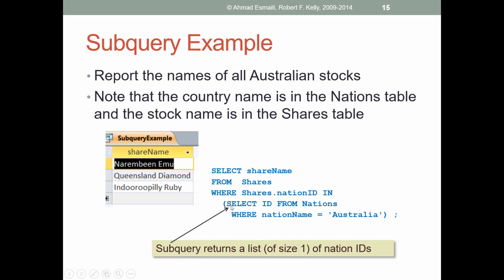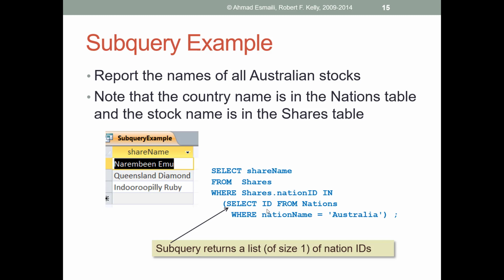Let's look at the inner query. Whenever you have a subquery, in order to understand or to write a query with a subquery, first we should understand the subquery. So let's see what we are doing in the subquery. In the subquery, you are selecting the ID of the country with the name Australia. All right, so we are finding out the ID for the record in the nations table which corresponds to the country Australia.